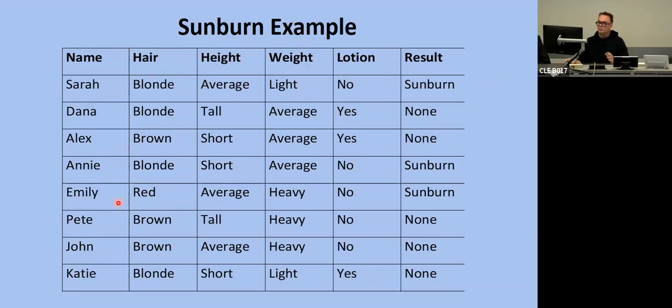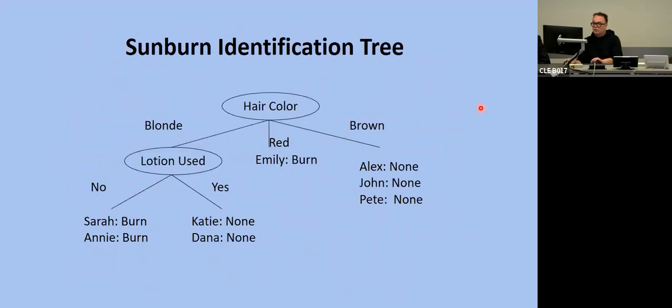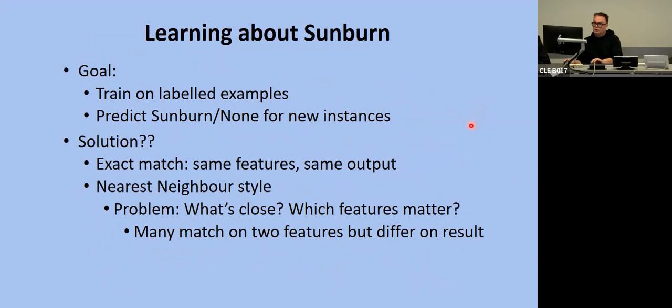You have people, their hair color, height, weight, and then whether or not they use lotion. We're a little bit past summer now, but we did have a pretty nice October. So before I go into that, the goal is to label these examples, predict sunburn or not, and then have this match of these features and output. You could use a nearest neighbor style. I'm not going to go into too much detail on that right now.